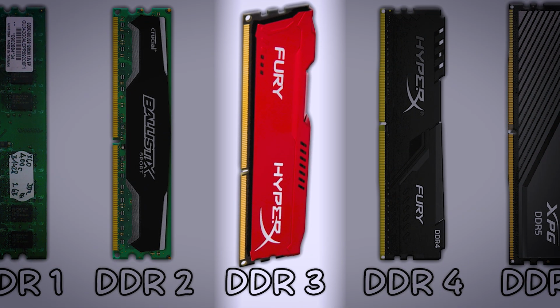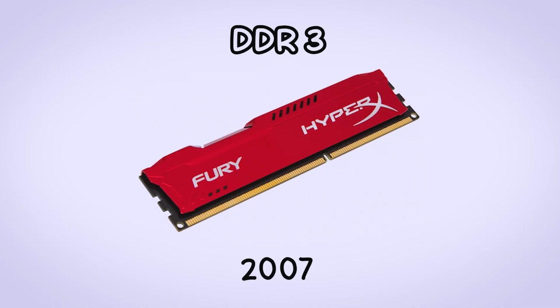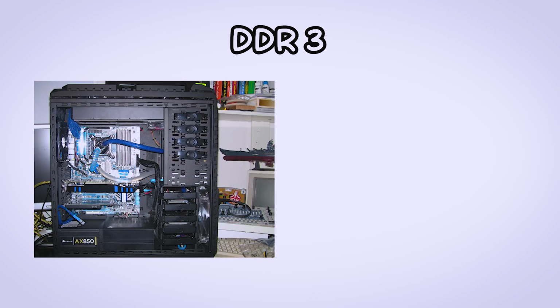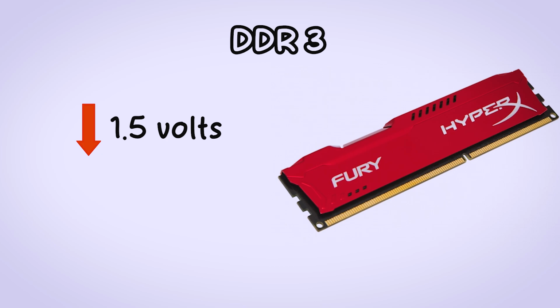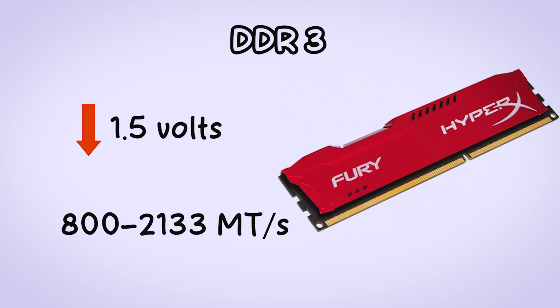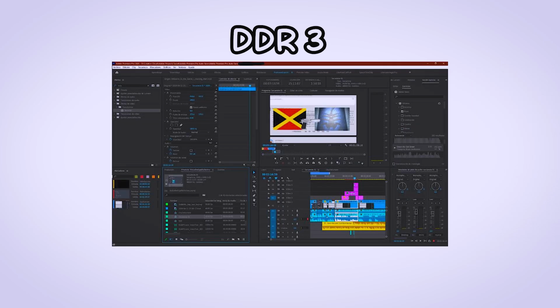DDR3 RAM. When DDR3 arrived in 2007, it became the longest-lasting RAM generation in history. Seriously, people were still building new systems with DDR3 well into the mid-2000s. The voltage dropped again to just 1.5 volts, and speeds ranged from 800 to 2,133 megatransfers per second. Maximum bandwidth hit 17 gigabytes per second, which was more than enough for demanding applications like video rendering and modern gaming.